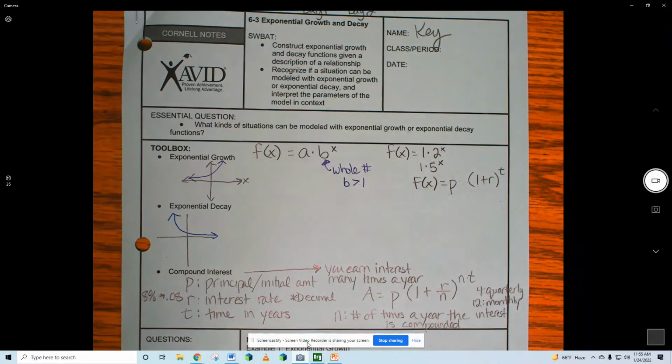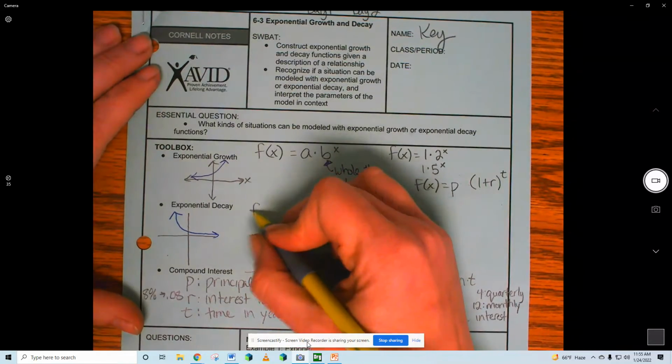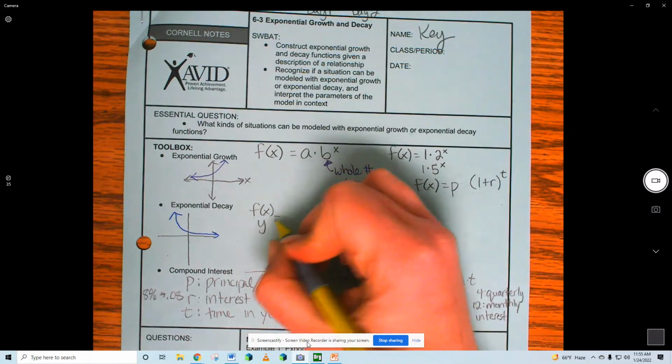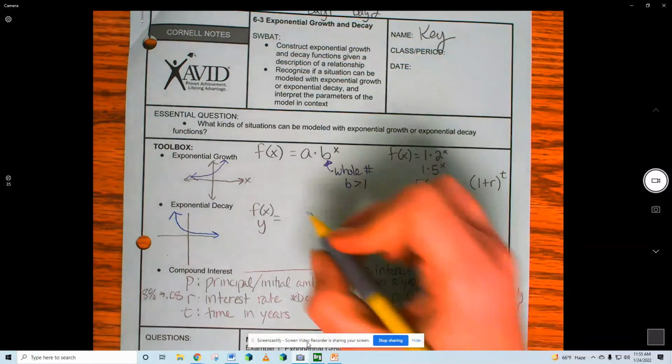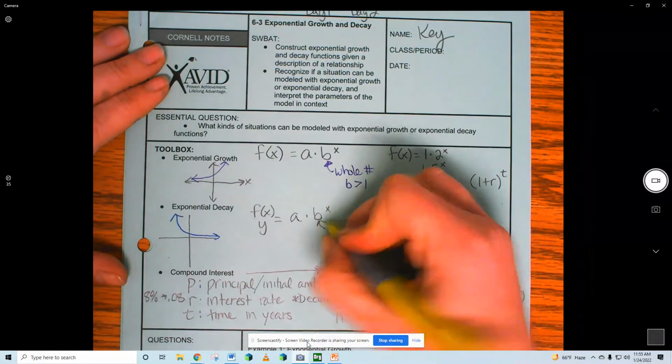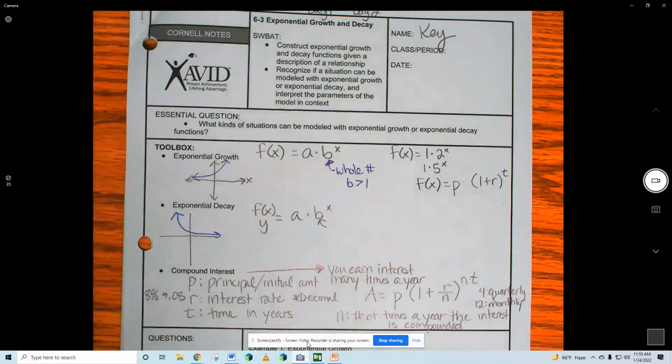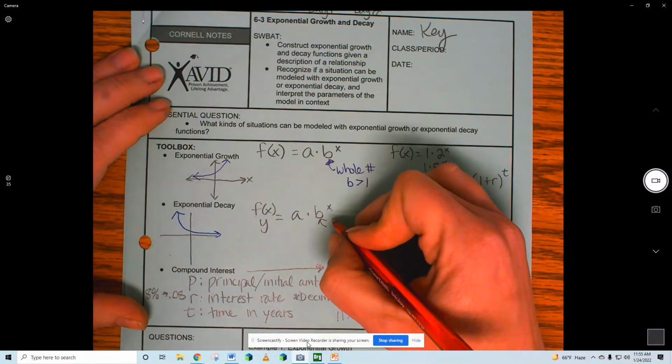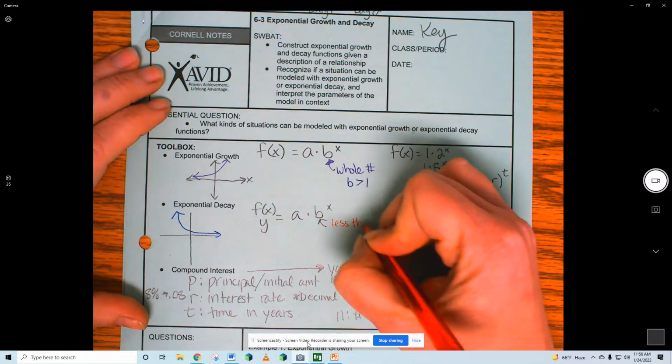And then the formula is still the same. F of x or y equals, either one can be used, a times b to the x, but b is going to be a number less than 1.